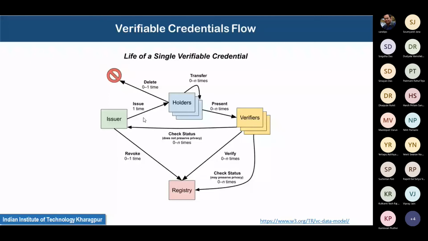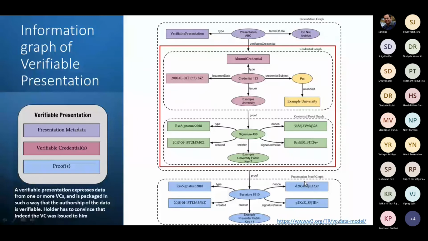So this is what the verifier will have to do when the verifier gets this presentation graph and the presentation proof. The verifier will first check that using Pat's public key, they should be able to get back the credential graph, because that is something that was actually signed by Pat's private key. So once the credential VC is available to the verifier, and the verifier has verified that indeed it has been presented by a genuine person, Pat, now the verifier can check whether this was really issued by Example University.